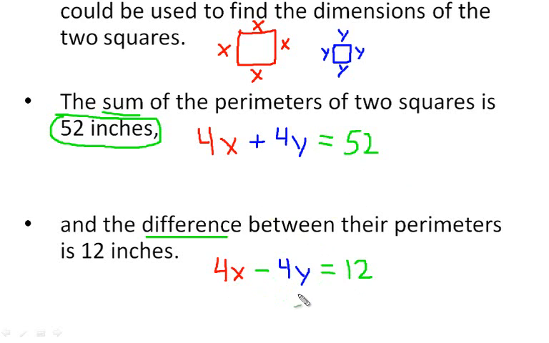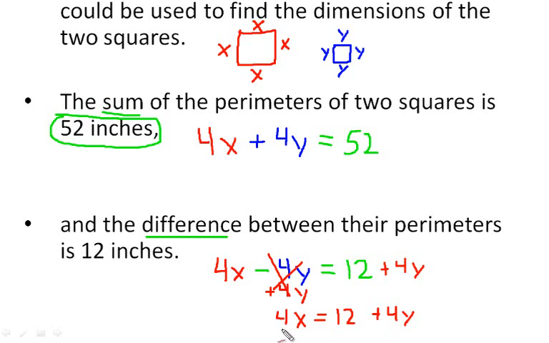We could solve one of these for y or x. Since we don't have a coefficient of 1 or -1 for any of these, it doesn't matter which one we do. I'm going to go ahead and do this one just so we have a smaller number once we use substitution. We have to distribute. So I'm going to solve for x, and I'm going to start by adding 4y to both sides. This term is going to get canceled out, and I'm left with 4x equals 12 plus 4y.